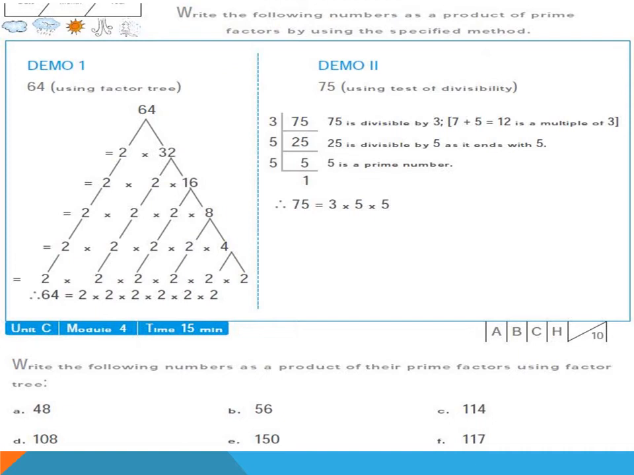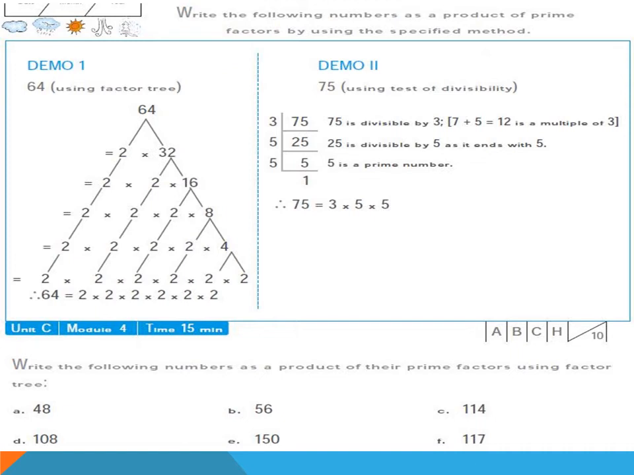That is the factor tree method. Now look at demo number 2. We have to factorize 75 using the test of divisibility. Now this is just like finding out the LCM.